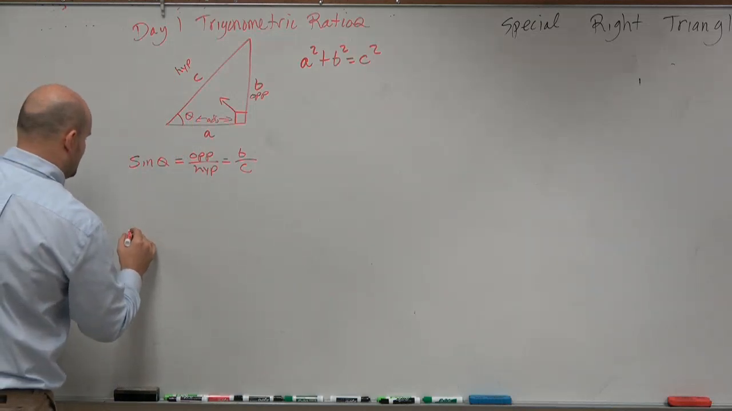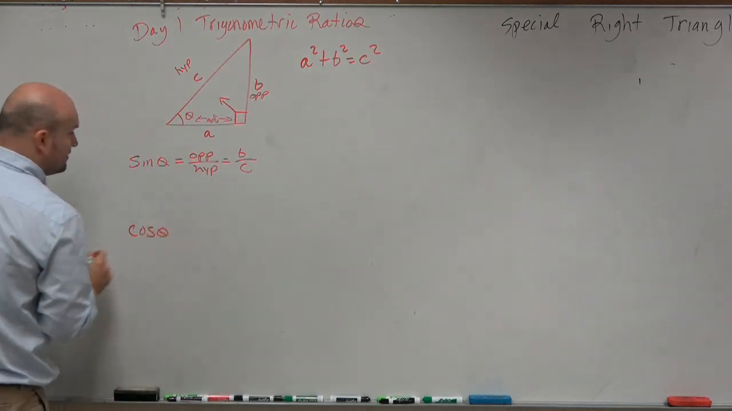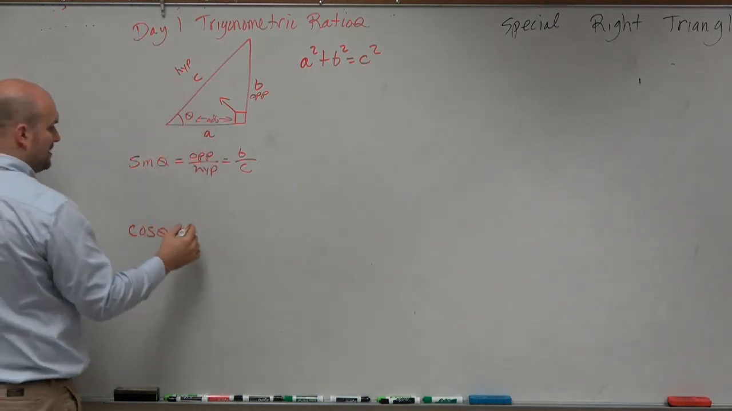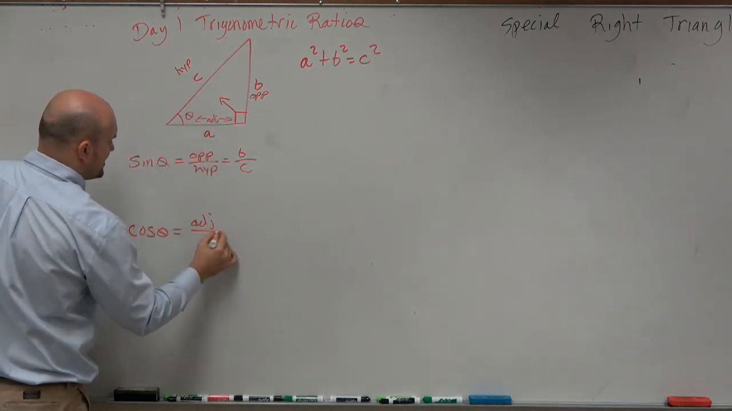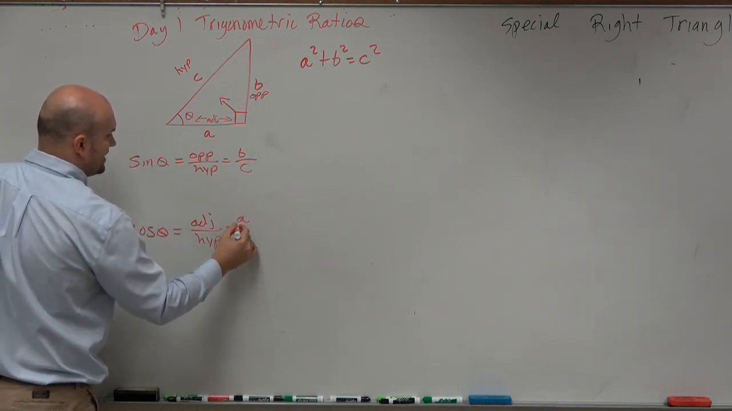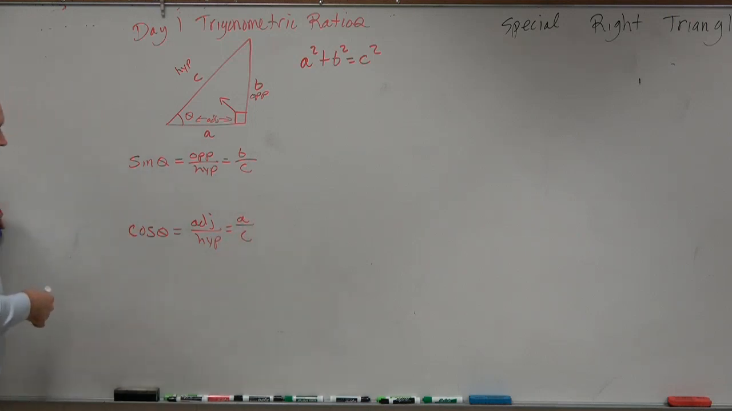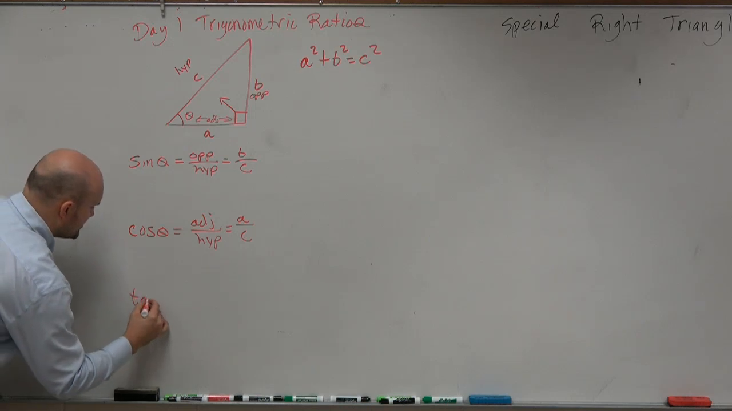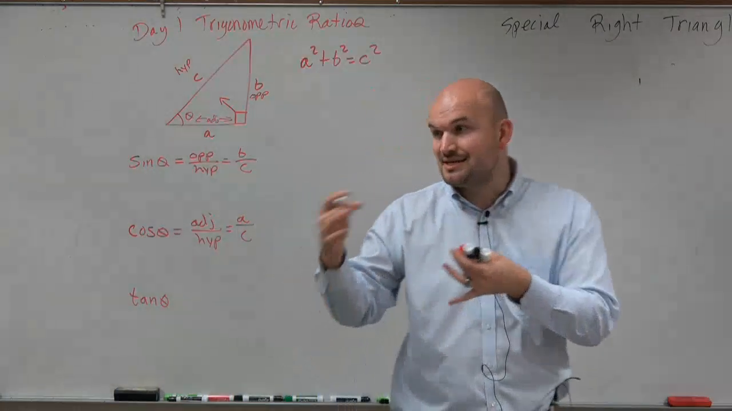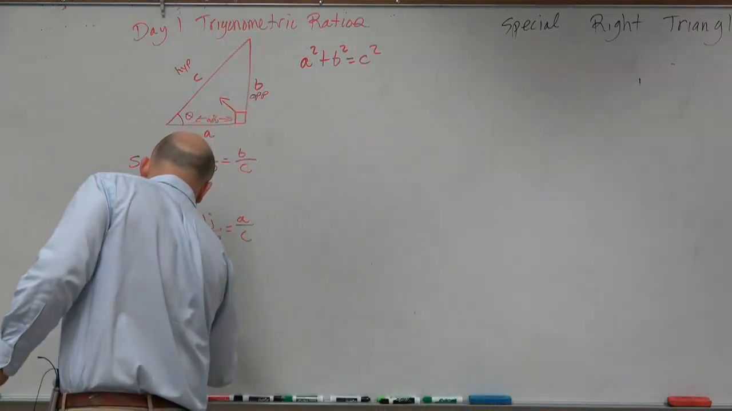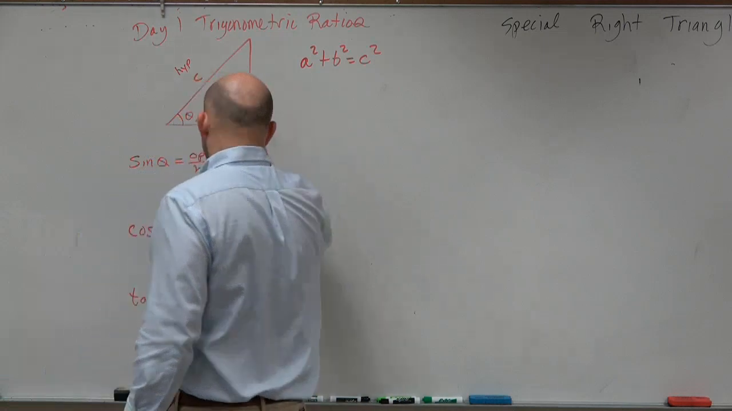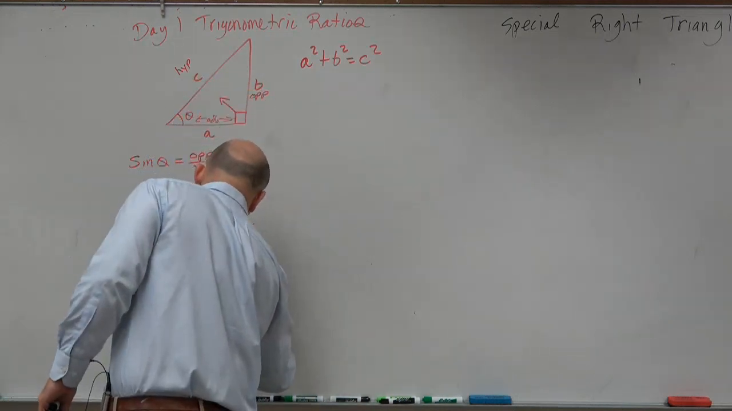And we know that answer is at least going to be between 0 and 1. The next trigonometric ratio is the cosine of theta. And the cosine is basically comparing the adjacent side to the hypotenuse. So we have the adjacent over the hypotenuse, which in this case is a over c. And then we have the tangent of theta, which is comparing the opposite side over the adjacent, which is just going to be b over a.